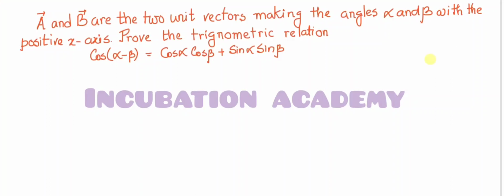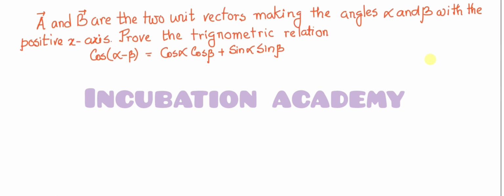Welcome everyone. The question displayed on the screen says A and B are two unit vectors. That means their magnitude is unity. Obviously, when you see a unit vector like i cap, j cap, k cap, or the unit vector of any vector, we use the cap above it. But here the vector notation is the arrow sign. Mostly the hat sign is used, but here the arrow sign is used.